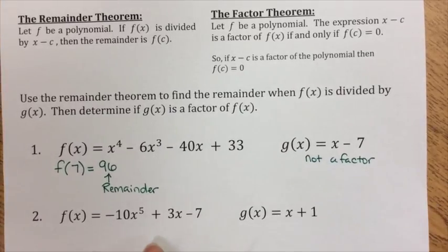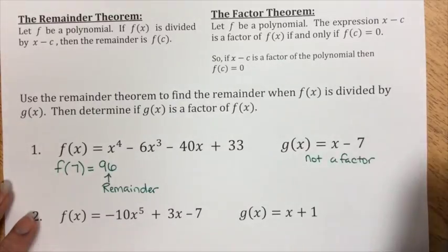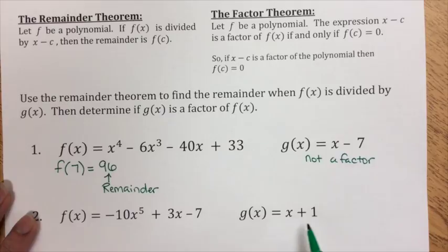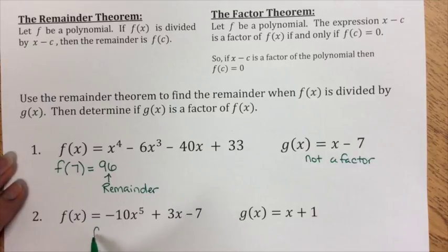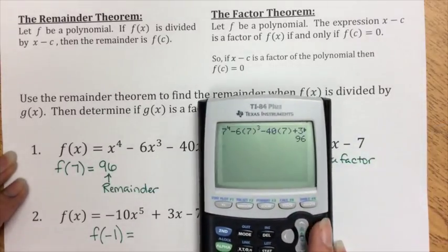All right, here is negative 10x to the 5th plus 3x minus 7, and we're going to divide that by x plus 1, and we want to know what the remainder would be. So we're going to take f and plug in negative 1, and see what we get.